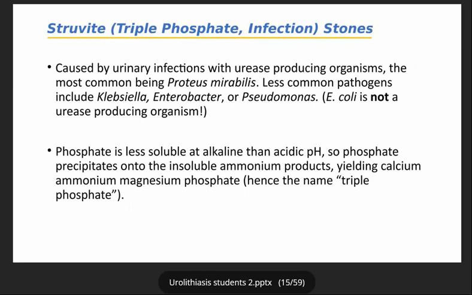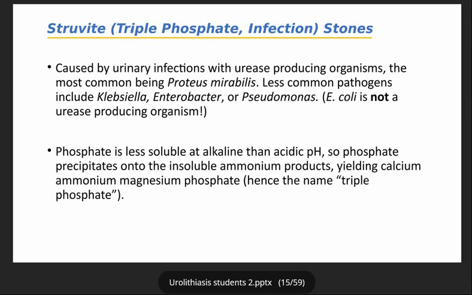Struvite or triple phosphate stone, or it's called infection stone. It's called so because of formation of this stone in the setting of urinary infection. And usually the most common infections are urease-producing organisms like Proteus, Klebsiella, Enterobacter, and Pseudomonas. You have to note that E. coli is not a urease-producing organism.